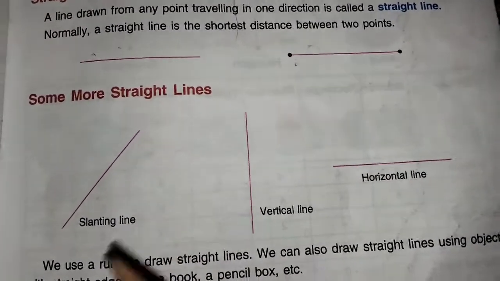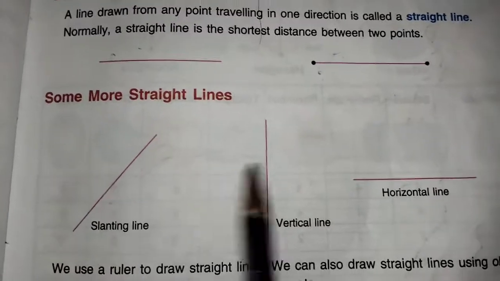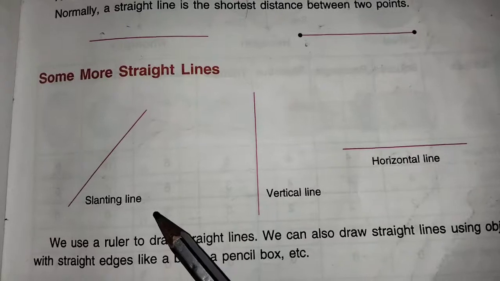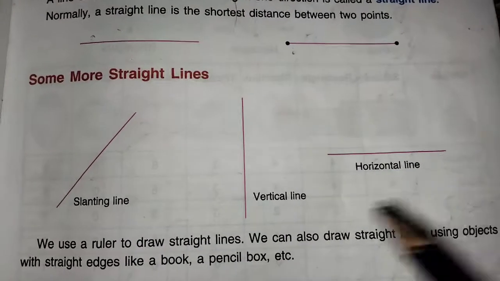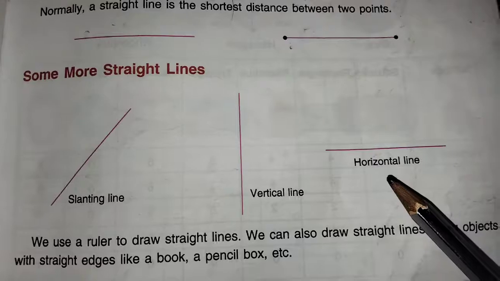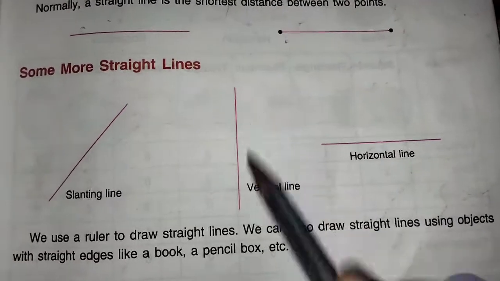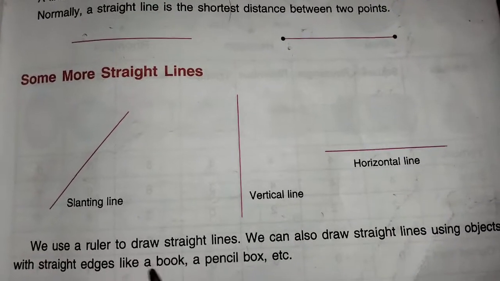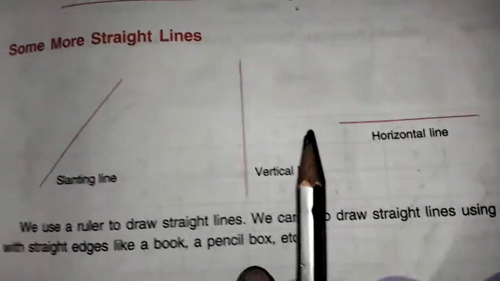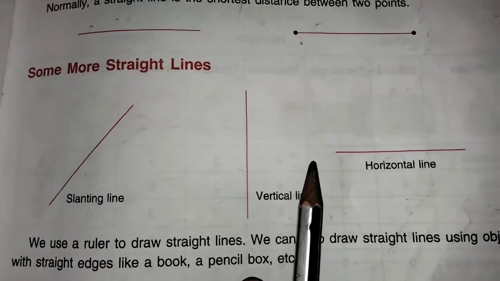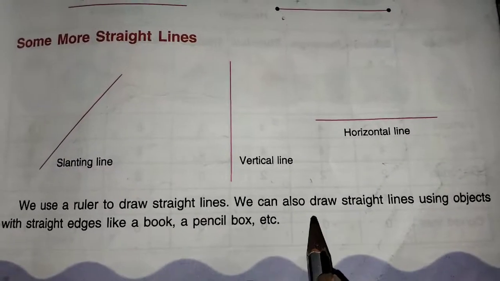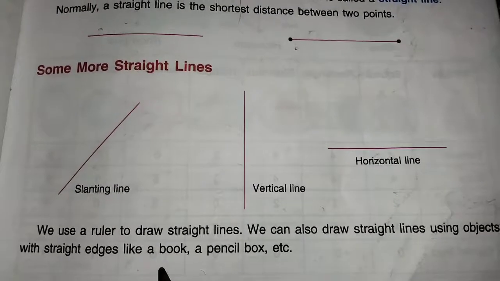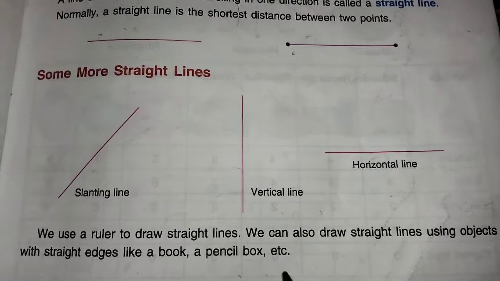Some more straight lines. You can learn the types of lines. There is a slanting line. You learned in nursery this slanting line, vertical line, and horizontal lines. This is a straight line, this is a vertical line, this is a horizontal line. We use a ruler to draw a straight line. Ruler means what? Scale. You can use the scale to draw the straight line. We can also draw a straight line using an object with a straight edge like a book or a pencil box.